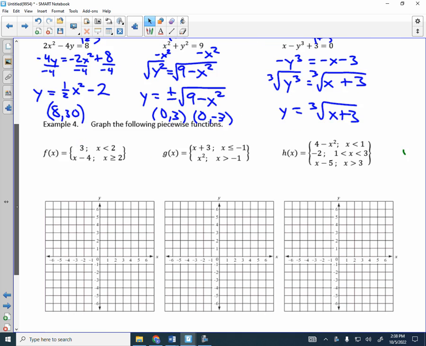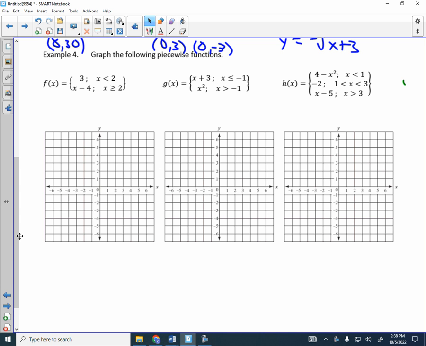All right, last one. Here we go, piecewise functions. This is new. It generally starts out confusing. We're going to make it as simple as possible. The deal is that f of x is made up of 2 different functions. The first one is y is equal to 3, and the second one is y is equal to x minus 4. Those are the 2 functions.